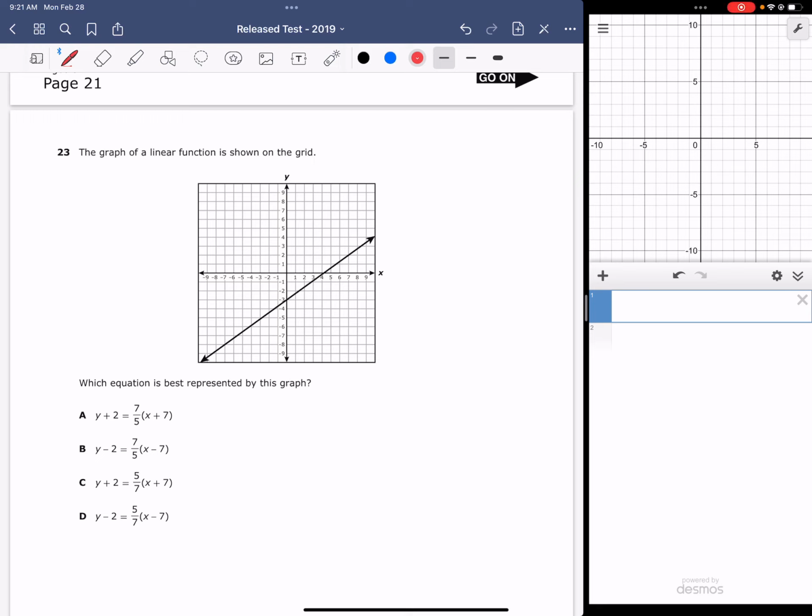The graph of a linear function is shown on the grid. Which equation is best represented by this graph? You'll notice that in this question, our answer choices are equations that are not currently solved for y.